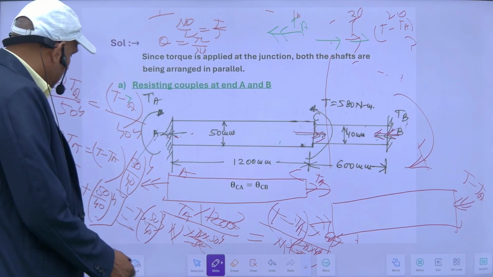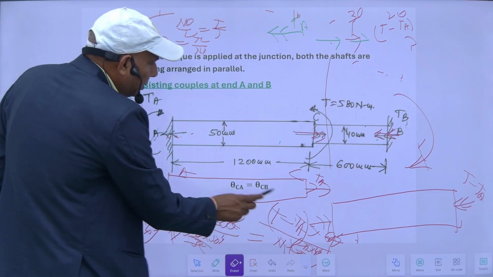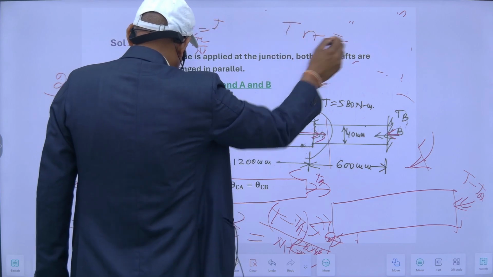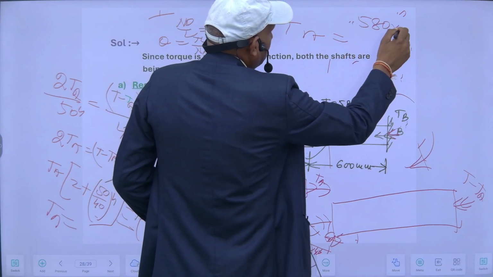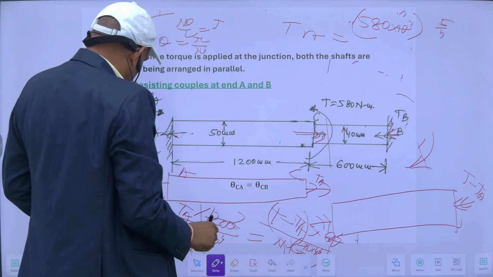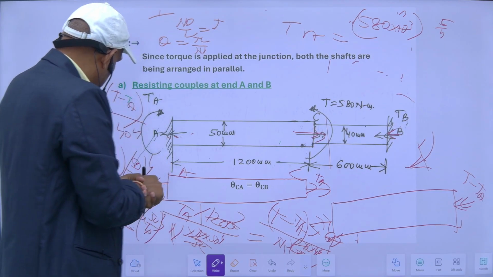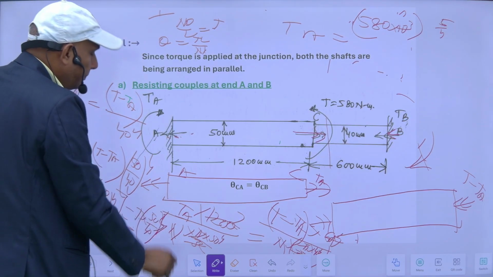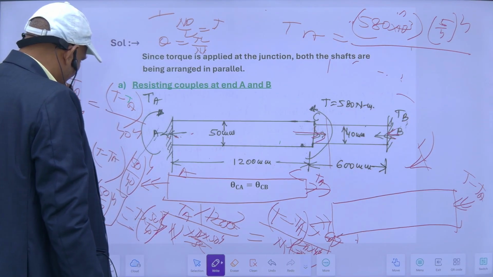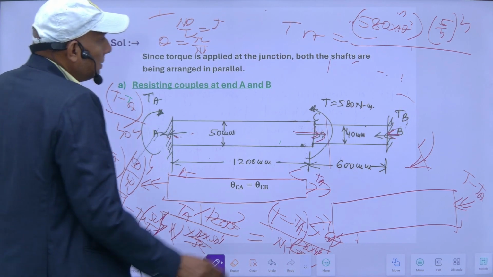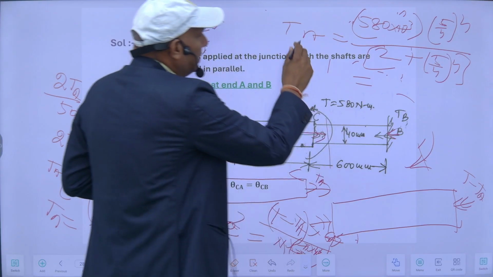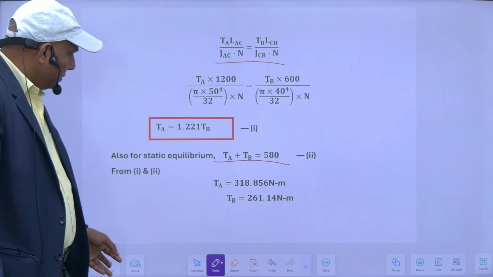So after putting this value, this TA will be equal to T. T is 580 Newton meter, Newton mm, into 50 upon 40 means 5 by 4 raised to the power 4, divided by 2 plus 5 by 4 raised to the power 4. So with this you can calculate your torque of this portion, and it will be equal to this one.